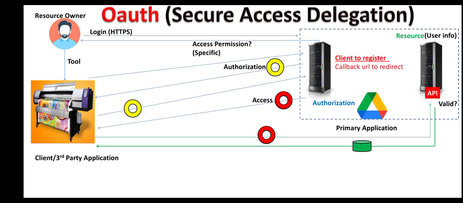So in order to operate, the client or the third-party application has to register itself with the authorization server with a callback URL, so that once a resource owner or user allows the authorization server to give an authorization token to the third-party application, the resource owner or user will be redirected to the third-party application on its callback URL.